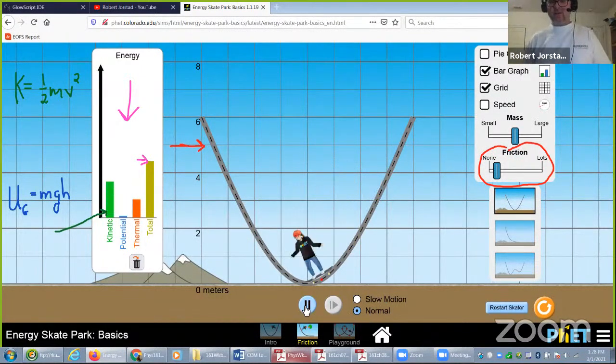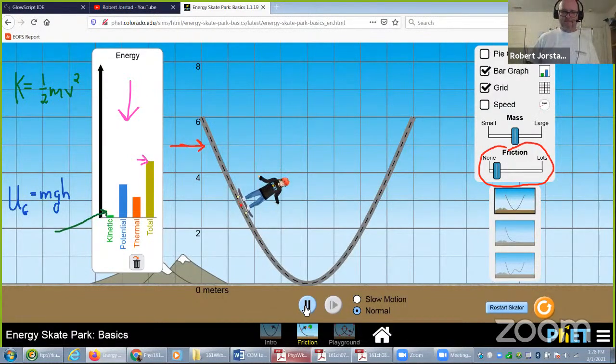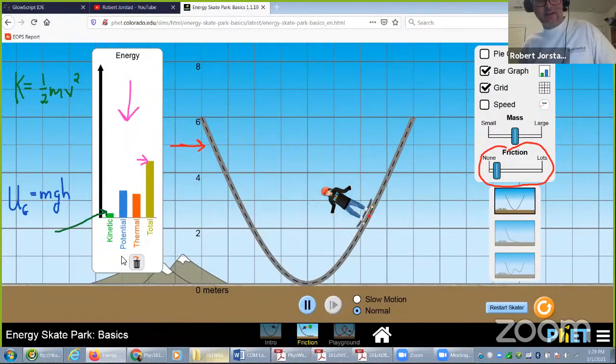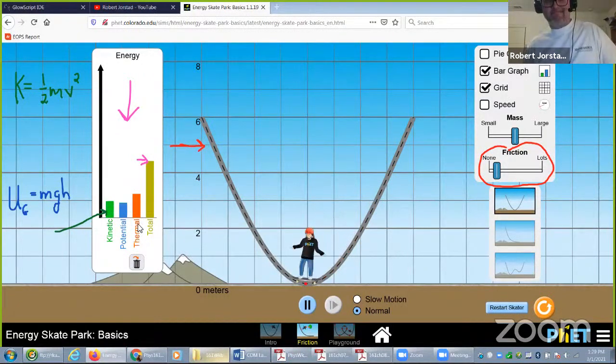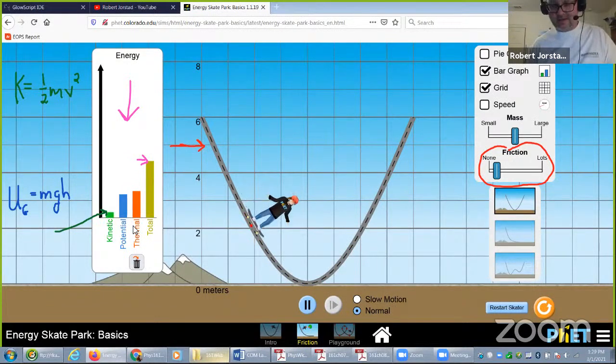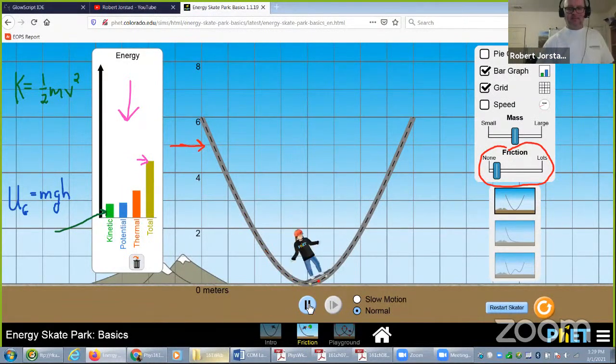Now, I don't know. Any questions about this while this is running? There's still the same amount of total energy as the beginning. However, this thermal energy, we can't use it, right? That's lost to the internal energy of molecules in the skateboard wheels and the track. All right. So, all right, that's a classic.